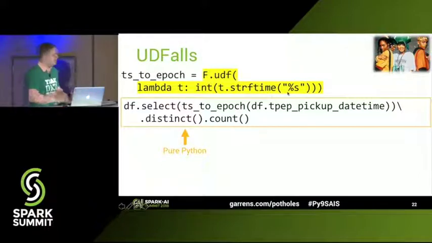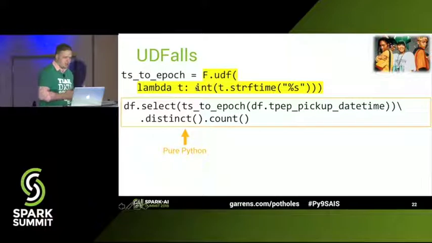Or seconds since epoch, I think, would be the better way to say that. And then it's going to just cast it as an integer. So that's all you're doing. It's pretty simple stuff. It's pure Python.